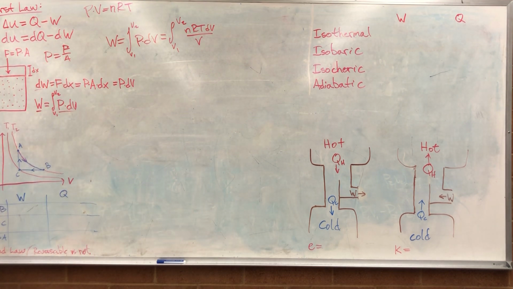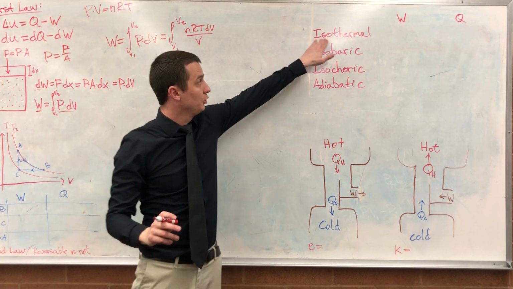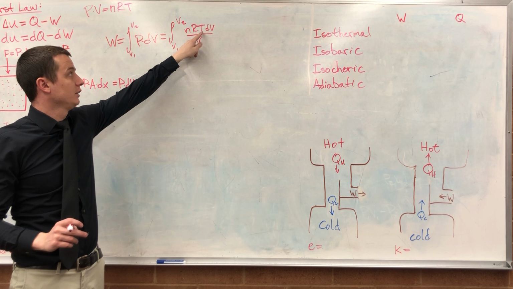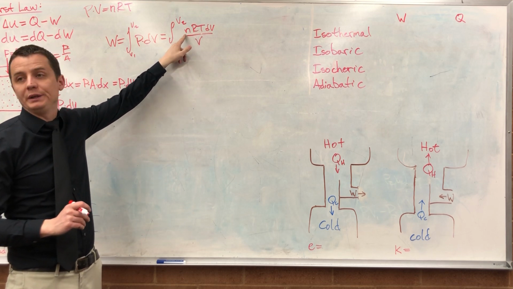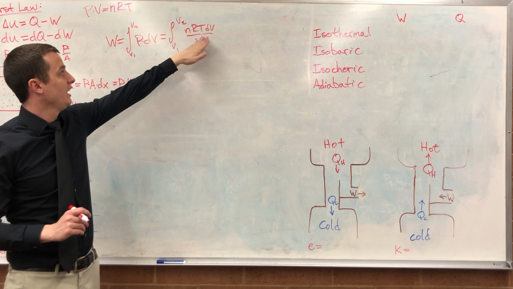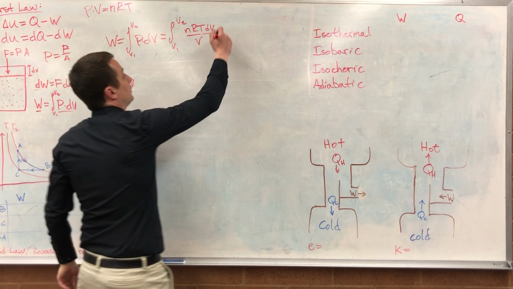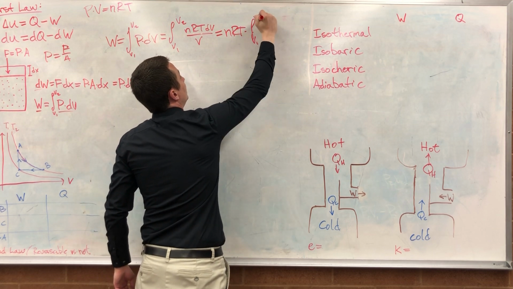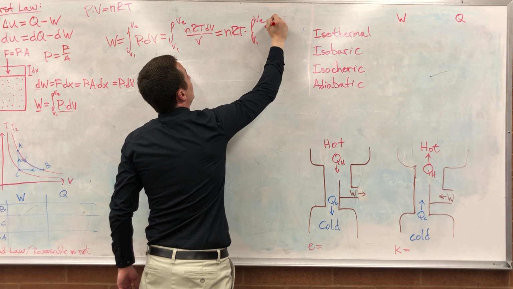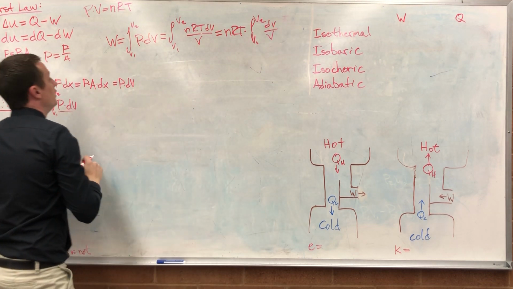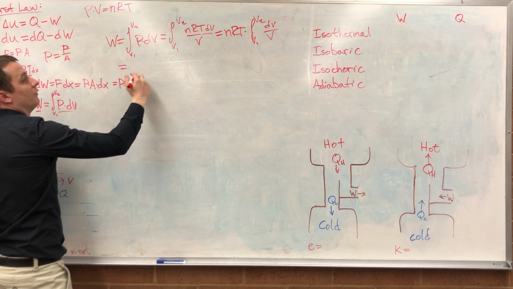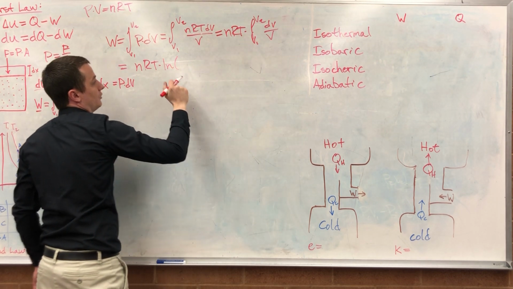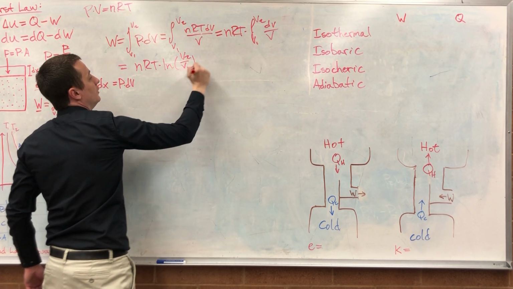Replacing the P. Now notice, since we're talking about an isothermal case, temperature is a constant. R is just a constant. We're assuming that the amount of gas we're dealing with is a constant. And so n, R, and T, we can pull all those out. And so we get nRT times the integral from V1 to V2 of dV over V. And so we calculate that integral, and what do we get? We get nRT times the natural log of V2 minus the natural log of V1, or natural log of V2 over V1.